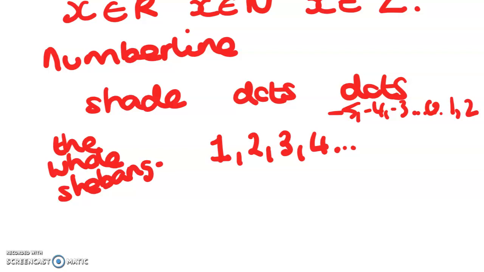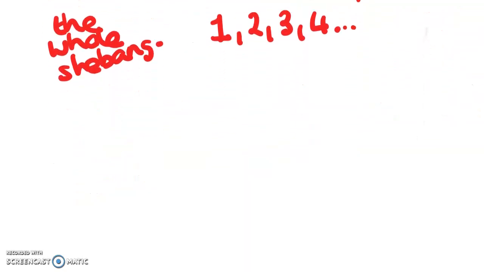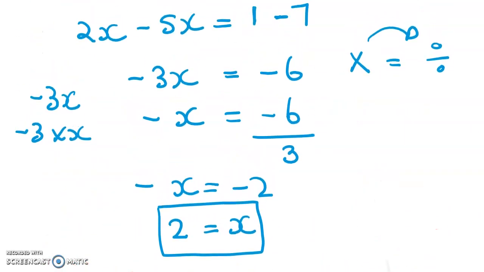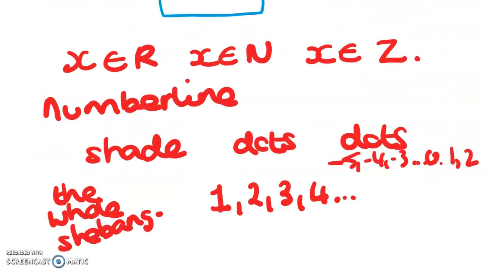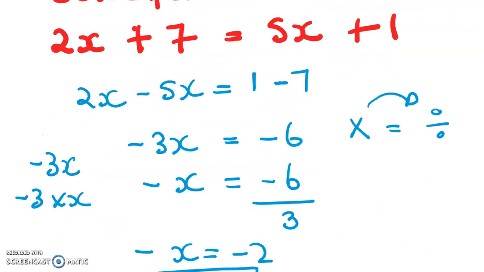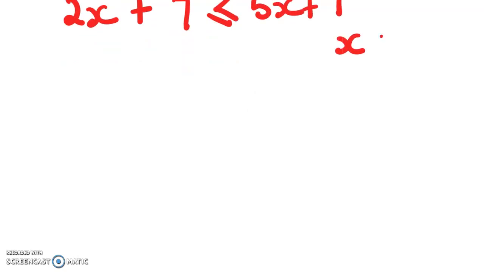And we'll give you an example of that now, okay? For that one, I actually need to get one set up. Again, maybe I'll just use what we used already. So let's say 2x plus 7 is less than or equal to 5x plus 1, where x is an element of N.